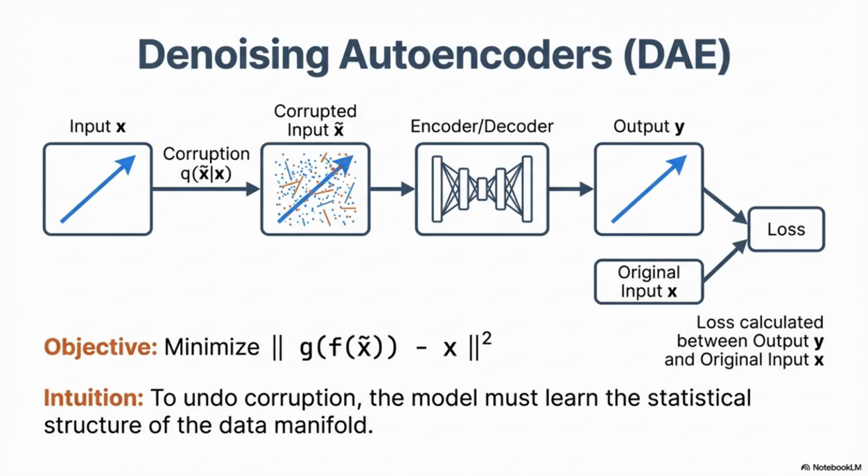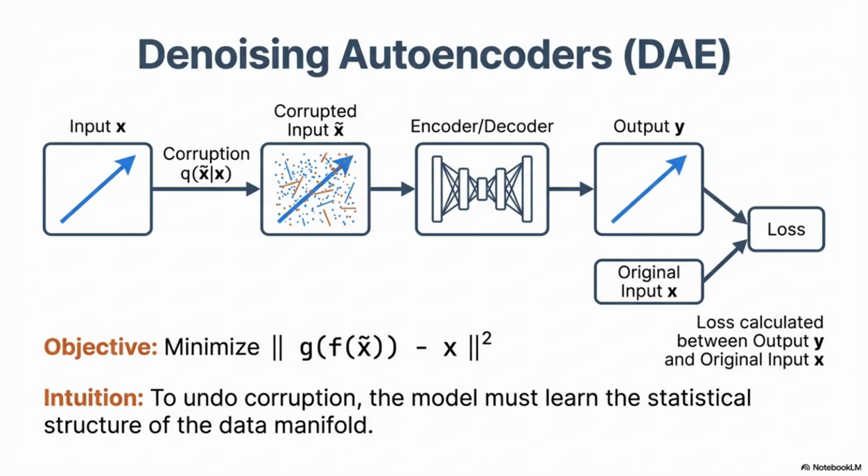You start with your clean input, X. Then you deliberately corrupt it. You add some random noise to get this damaged version, X tilde. Now you feed that corrupted input into the autoencoder. But here's the twist. The model's goal isn't to reconstruct the noisy thing you gave it. Its goal is to reconstruct the original, clean version. The error is measured between the model's output and that pristine original input.